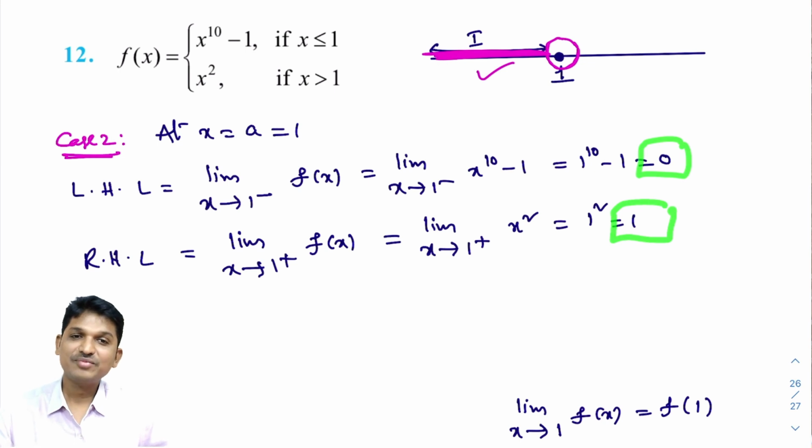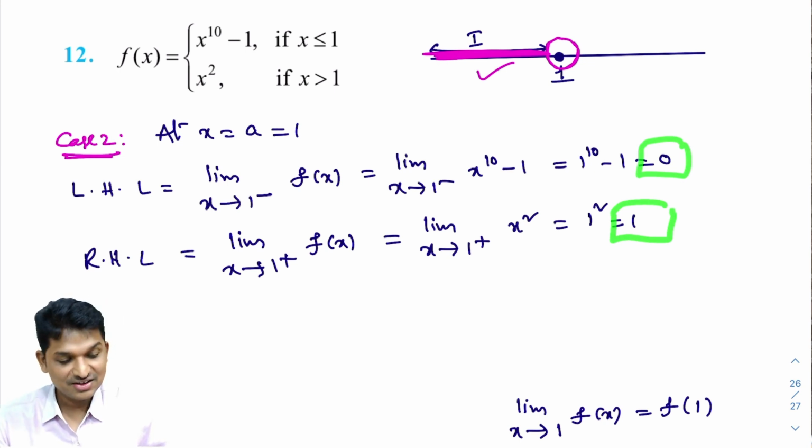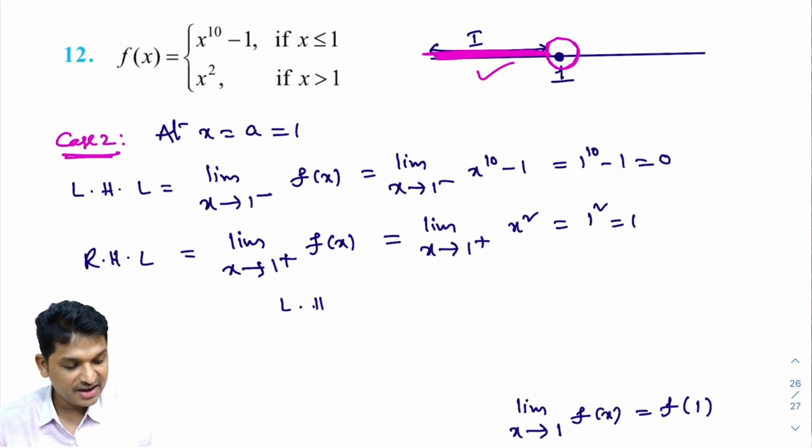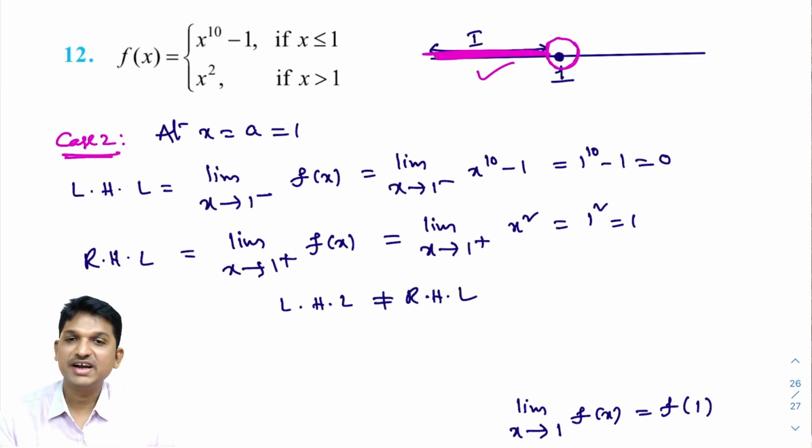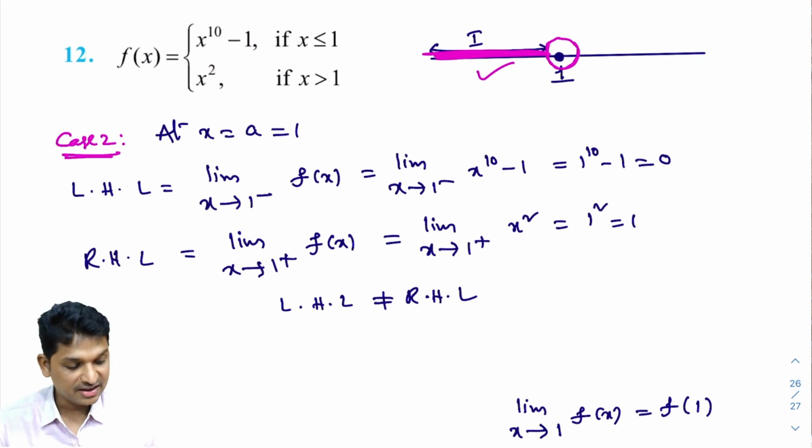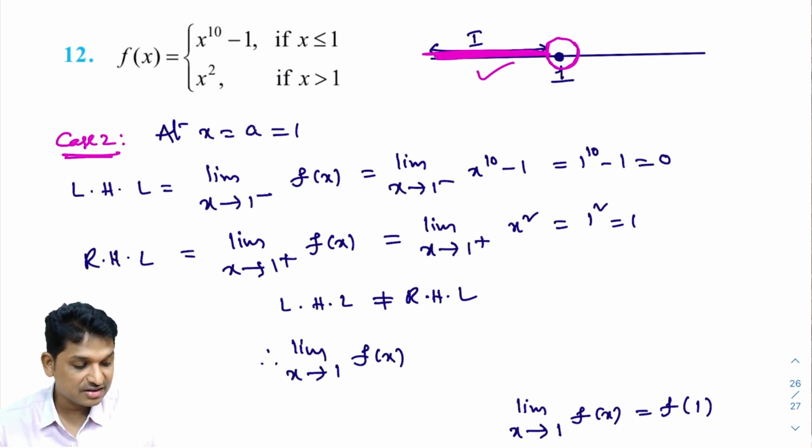What can you say? Limit exists or limit does not exist. Here the left hand limit is not equal to the right hand limit. When the left hand limit is not equal to the right hand limit, does the limit exist or not? We know that the limit does not exist. So I'll write: therefore limit x approaches 1, f of x does not exist.